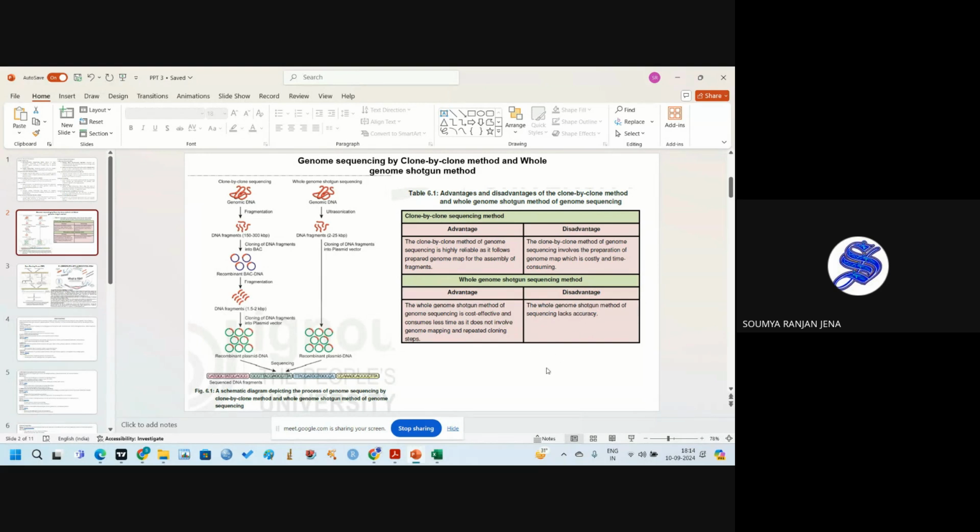And what is the disadvantage? The whole genome shotgun method of sequencing lacks accuracy, because when we align the first, second, third, and fourth fragments in this process, we may miss any one of the fragments. So this is the disadvantage: a lack of accuracy.